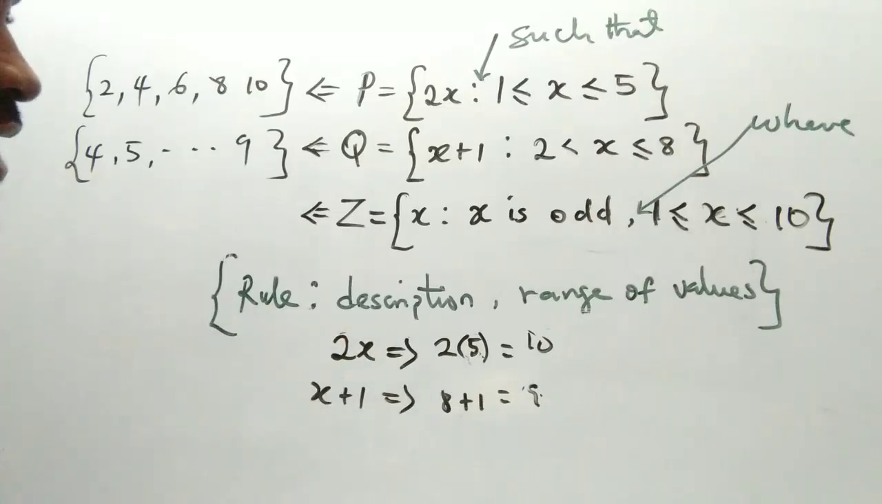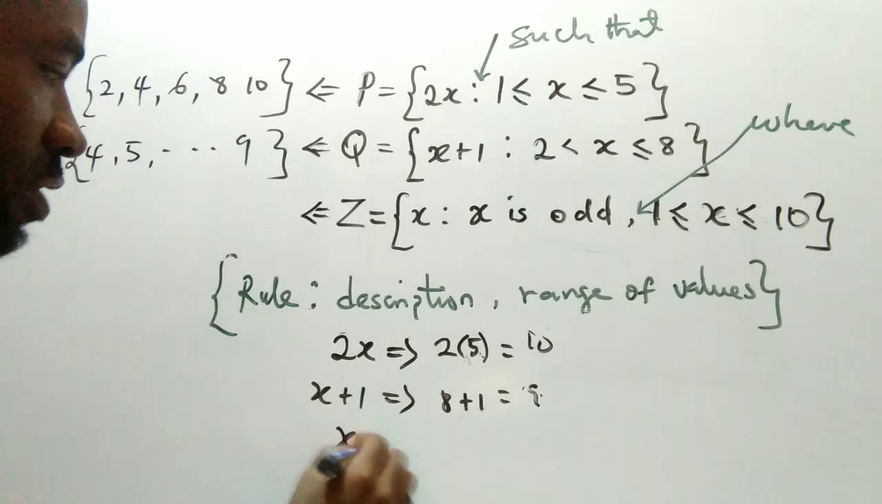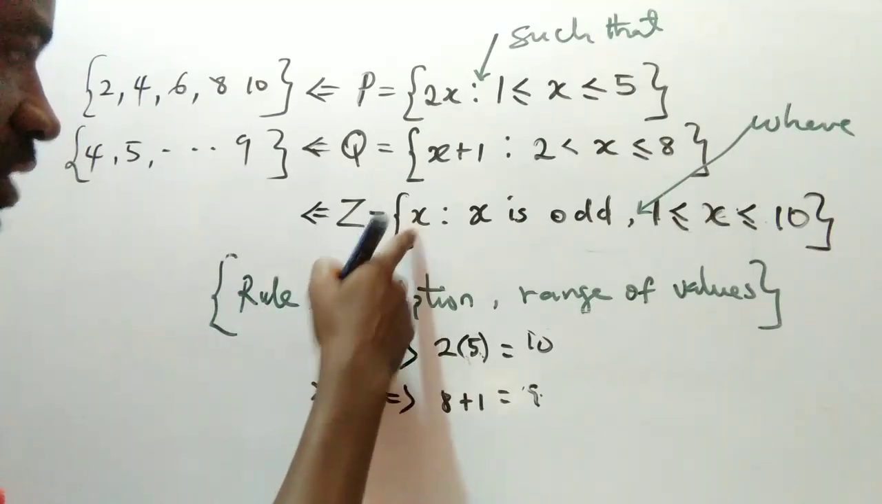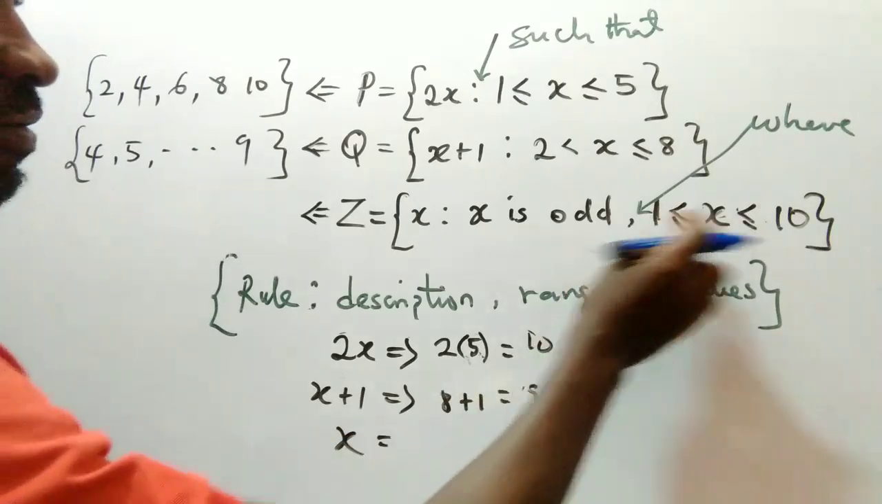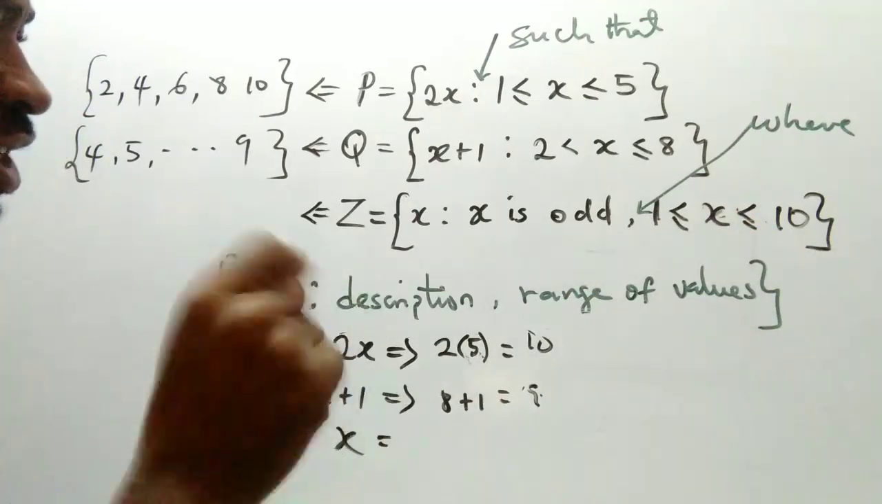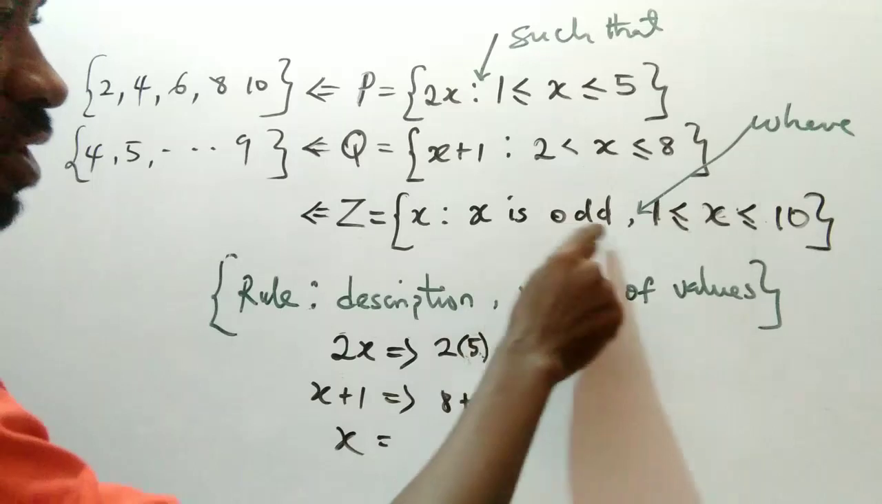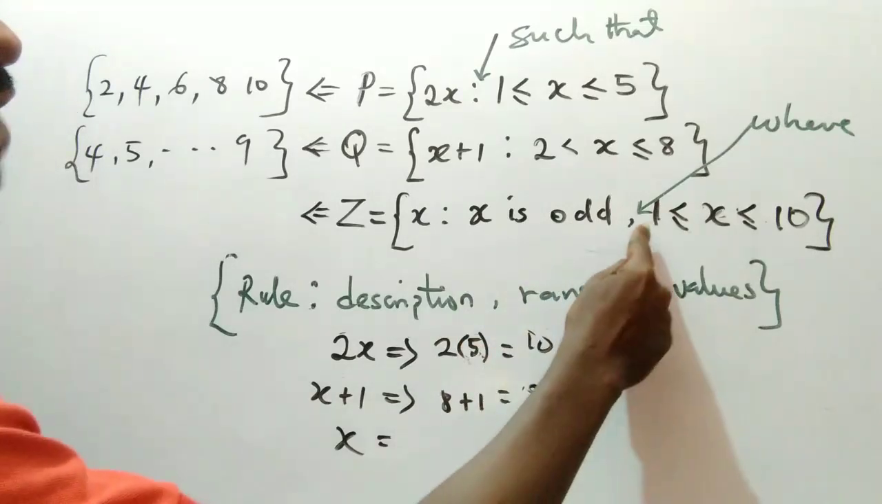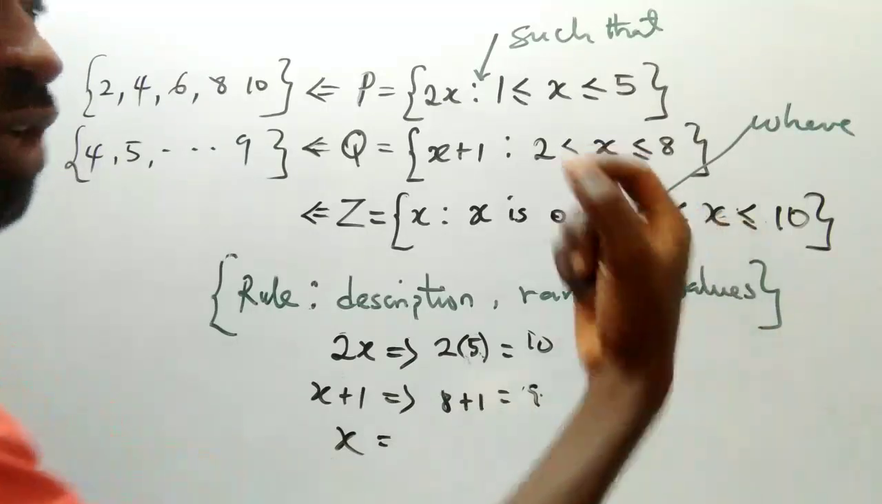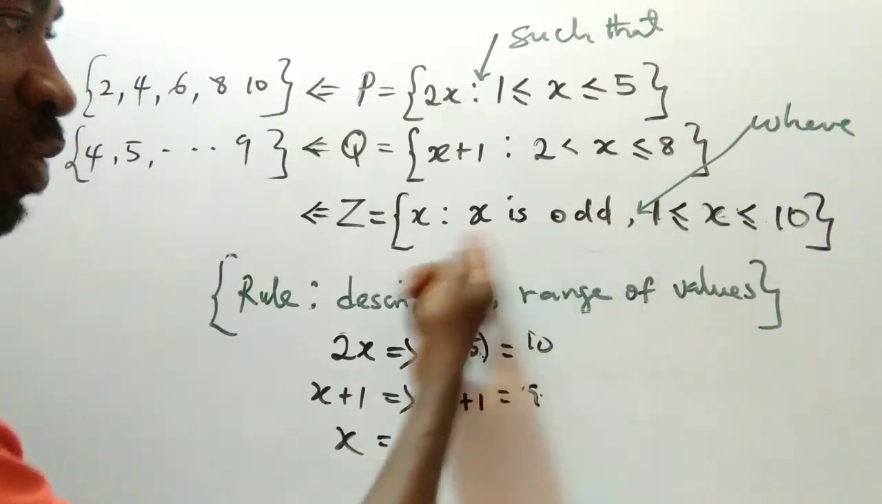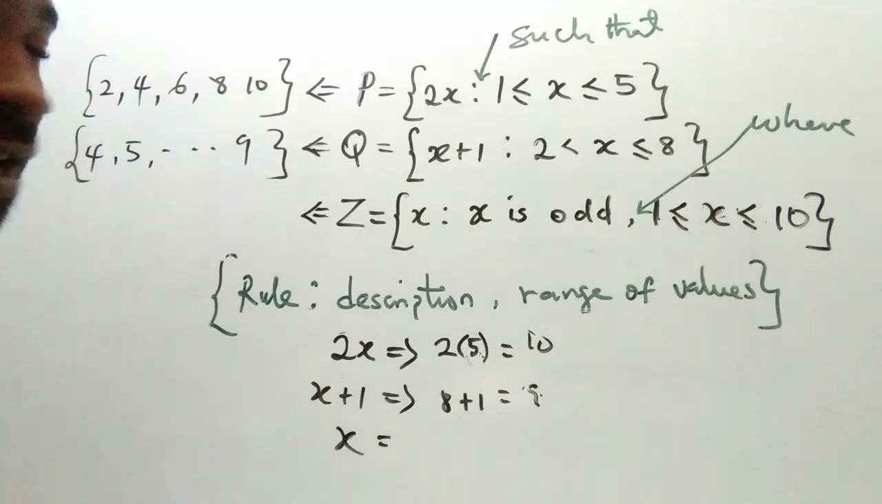So let's look at the last one. The rule there is just x. So just take the range of values. But there's a description, and this description is that x is odd. So despite the fact that we have from 1 to 10, we are only going to pick out the odd numbers, because that's what the description of this rule is saying.